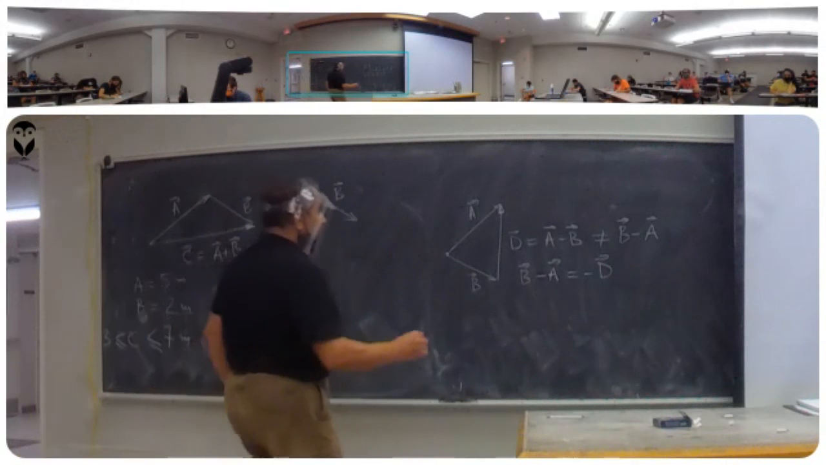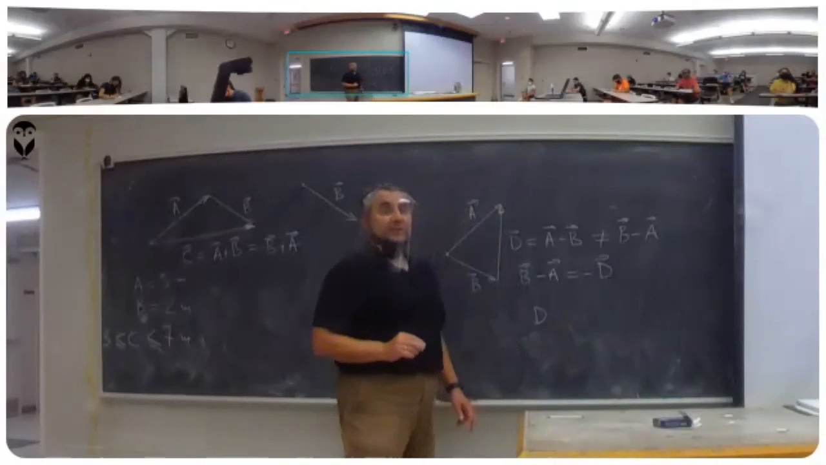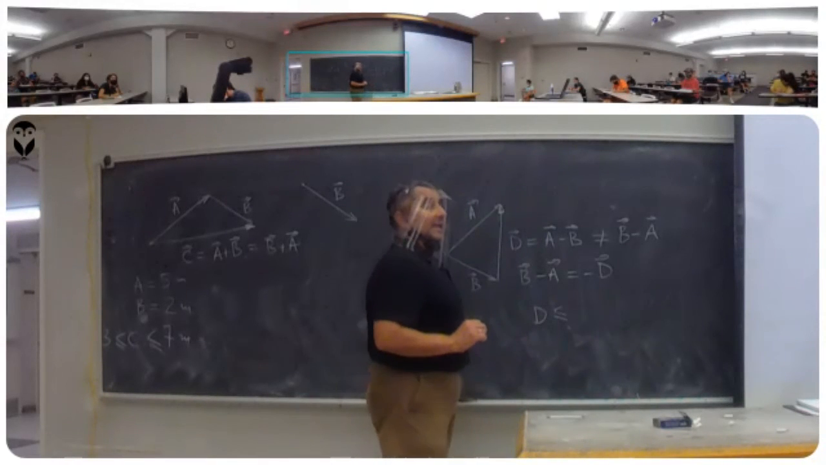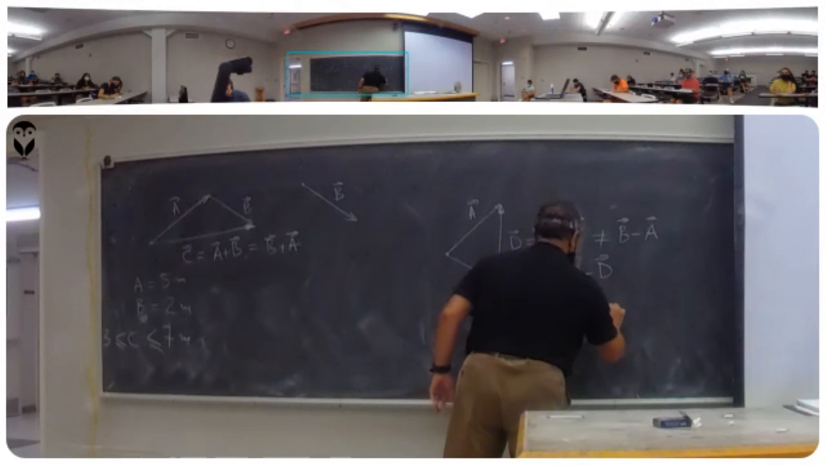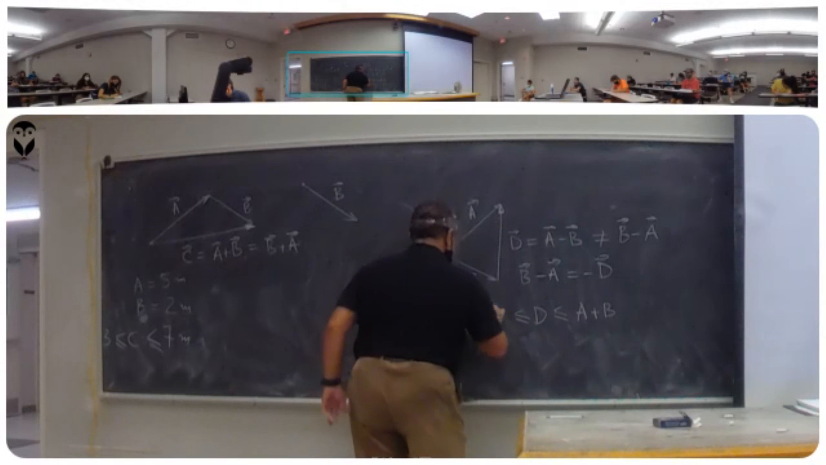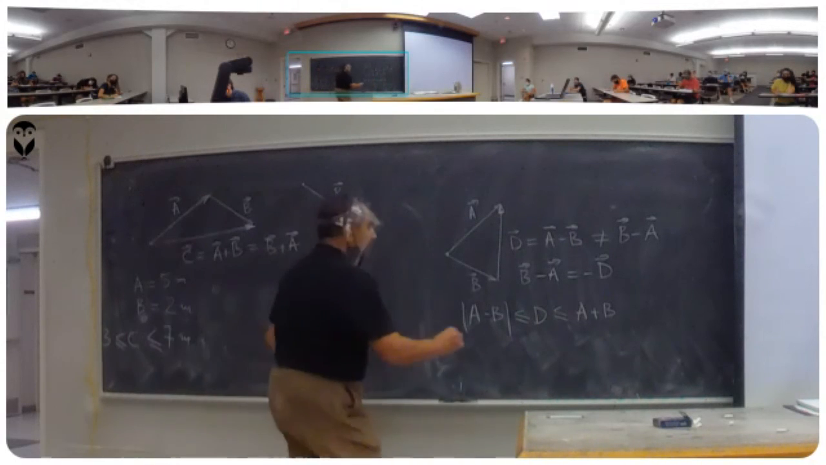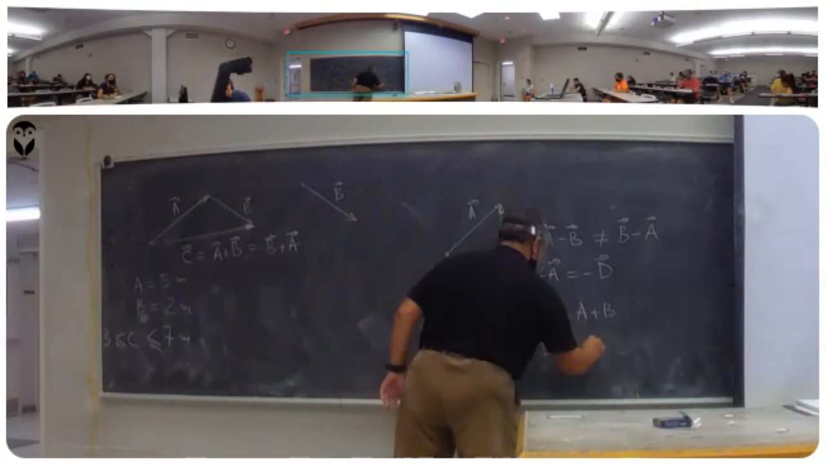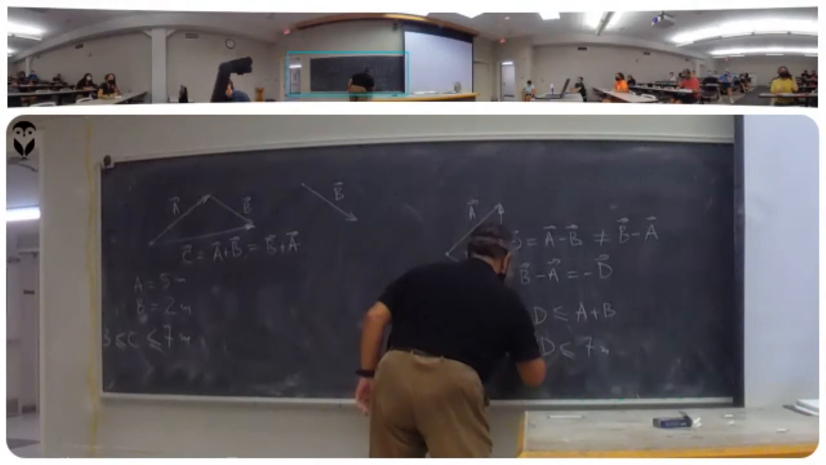Again, you can demonstrate that the magnitude of the difference of two vectors is a number between the sum of the magnitudes and the difference of the magnitudes, like this. For our case, D is a number between 7 and 2, 7 meters and 2 meters.